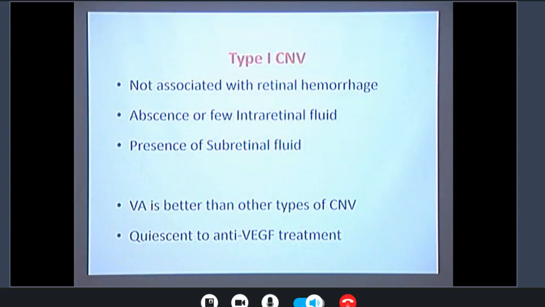So let's talk a little bit about type 1 CNV, which is quite a strange type of CNV. Usually it's not associated with retinal hemorrhages. What you see in these patients is also the lack of drusen, and there is little or absent intraretinal fluid, which is the most frequent sign of activation in neovascular CNV, but usually it comes with subretinal fluid. Another striking finding about these neovascular membranes is that visual acuity is way better than we are used to seeing in other types of CNV. Also, if you treat these membranes, you will see that they are very resistant. You cannot achieve a good result no matter what anti-VEGF injections you use.